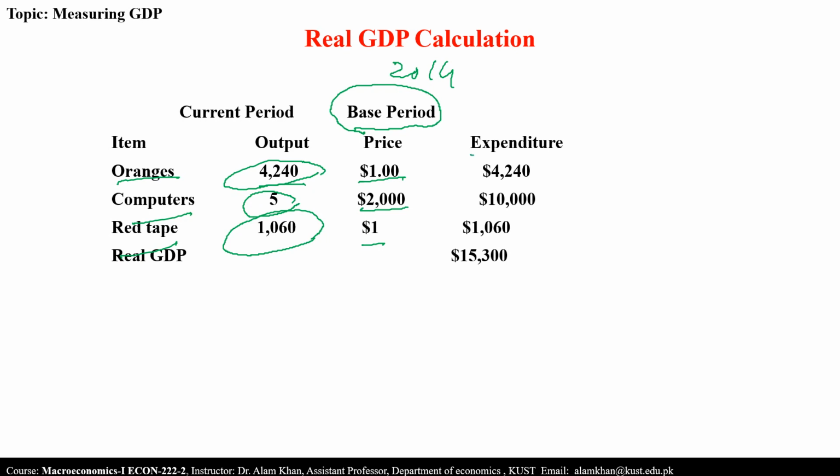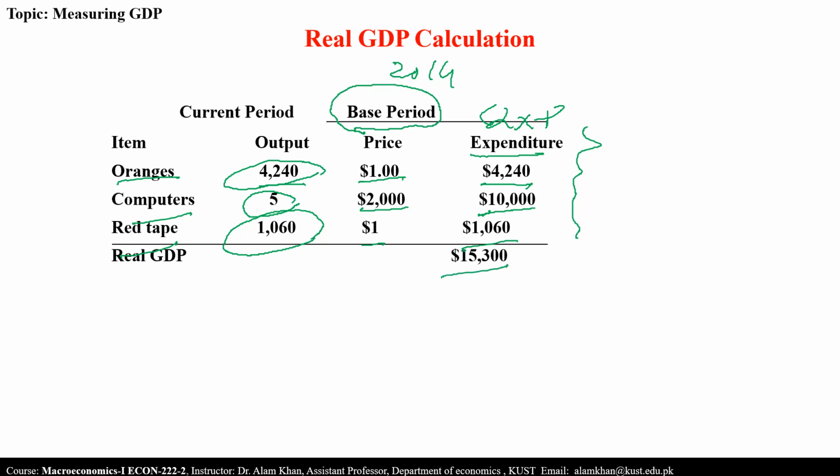So how do we calculate the expenditure? That is the quantity multiplied by price. So the total expenditure on oranges will be equal to 4,240. The total expenditure on the computer will be equal to 10,000 US dollars, while the red tape total expenditure will be 1,060. So the real GDP, by combining all the expenditure, will be equal to 15,030.